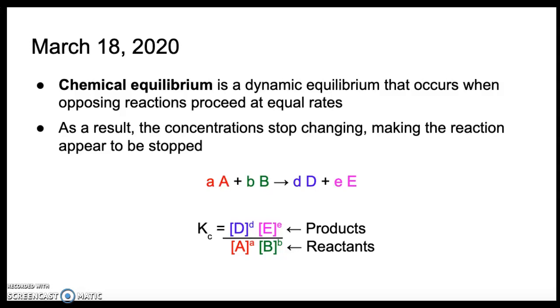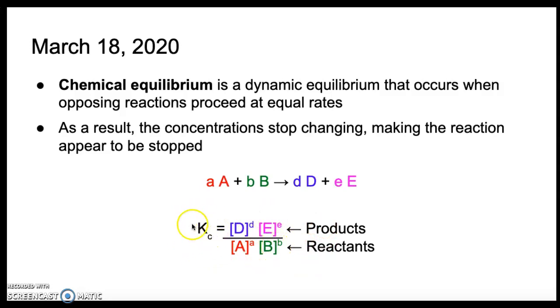So when we say a reaction has reached equilibrium, it's not that nothing is happening, but that the concentrations have stopped changing. So it looks like the reaction has stopped. So if we take a typical chemical reaction here, so we've got A and B as our reactants, D and E as our products, we can set up what's called an equilibrium expression.